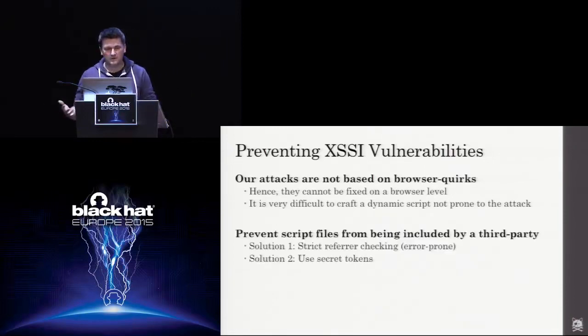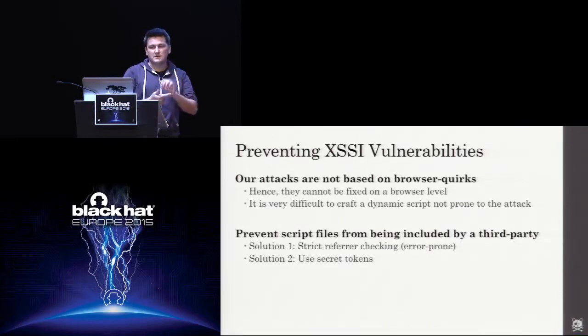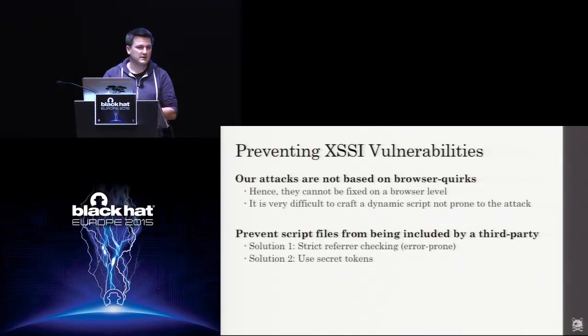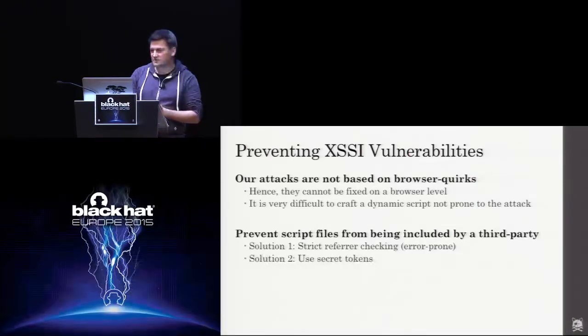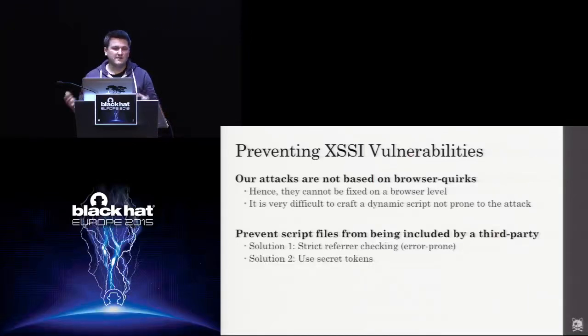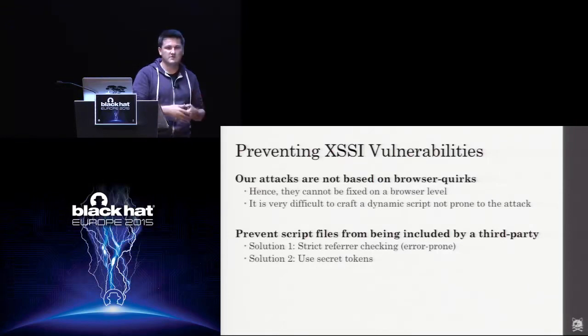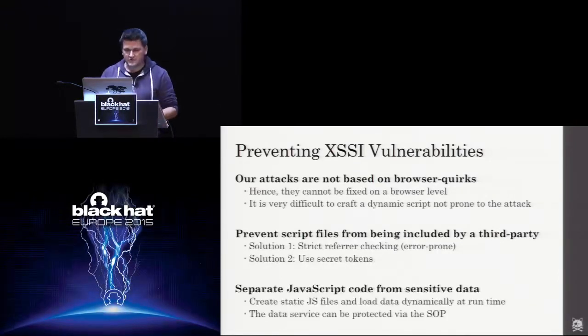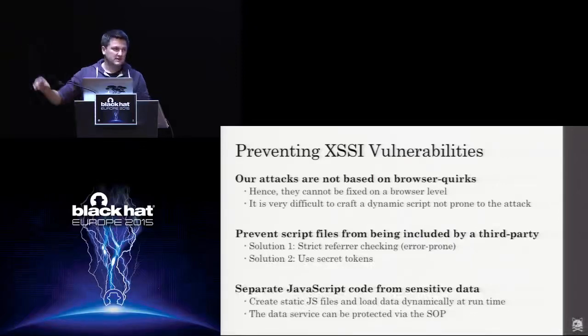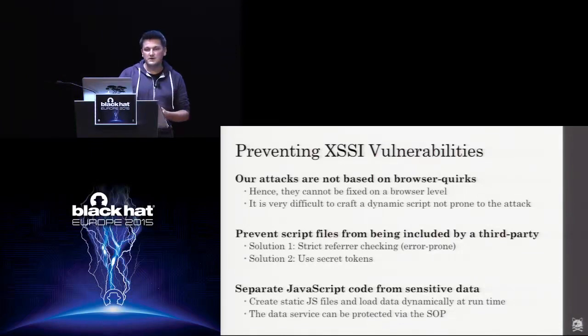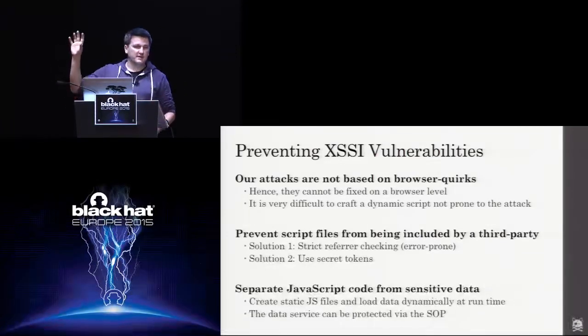So what we recommend is that you should prevent script files from being included by third parties. And you can either do this by strict referrer checking, which is very error prone, or by using secret tokens in the URL, so that an attacker cannot include your script in the page. But this is a step that you should only do when you really need to have these dynamic scripts for whatever reason. What you really should do is separate your JavaScript code from your sensitive user data. So you should have static JavaScript and have a data provisioning service that is not handed to the browser as a script file, and that will be protected by the same origin policy.